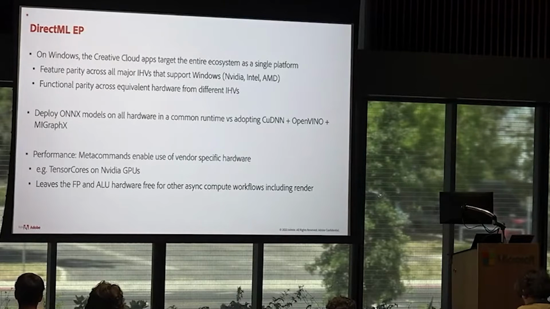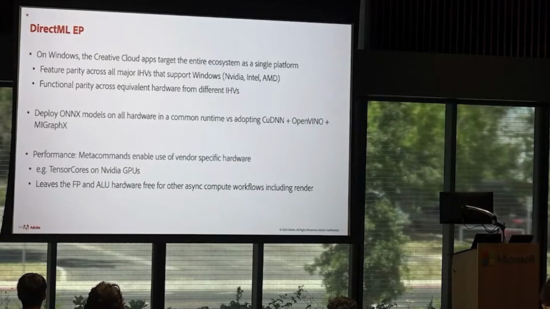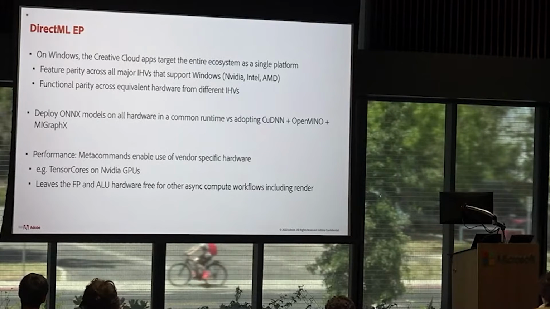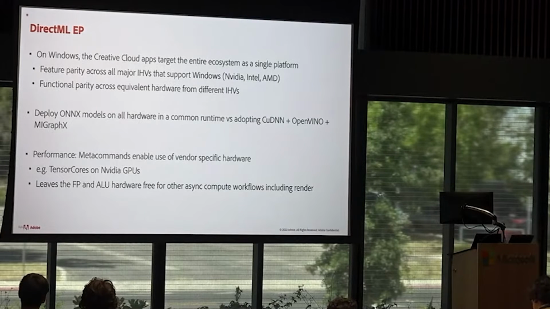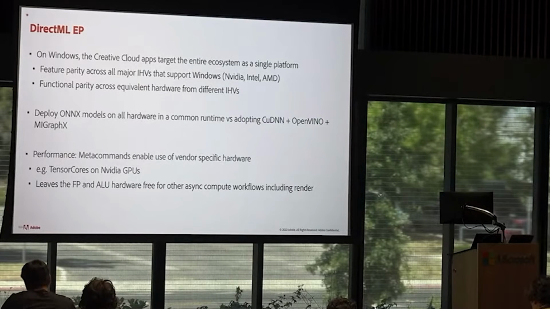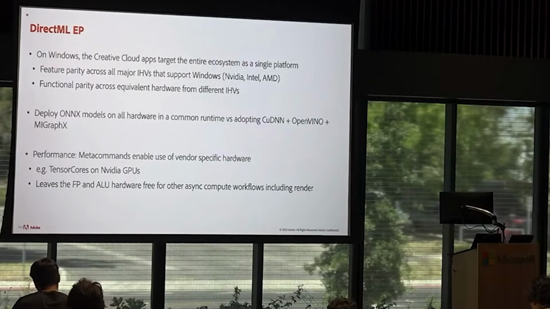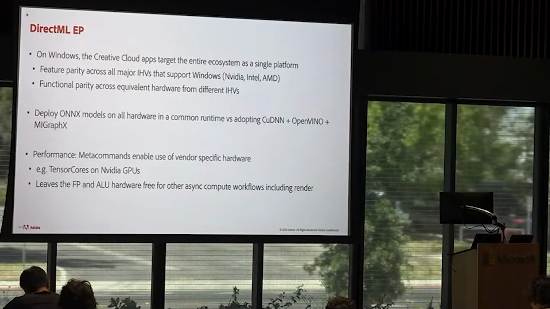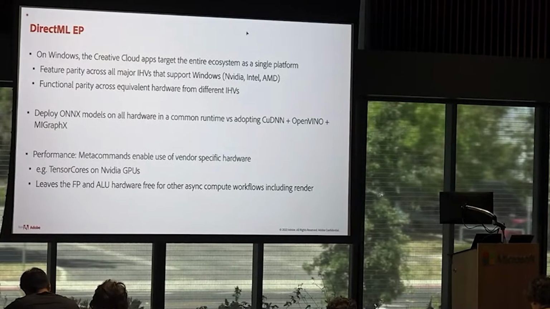On Windows, the Creative Cloud apps target the entire Windows ecosystem as a single platform. This means two things. One, that we must provide feature parity across all major IHVs that support Windows, NVIDIA, Intel, and AMD being the big ones. But two, we must also provide functional parity across equivalent hardware from different IHVs. In other words, our customers expect that equivalently classed NVIDIA hardware performs the same as equivalently classed AMD hardware, even though they may be using two different GPU technologies under the hood.